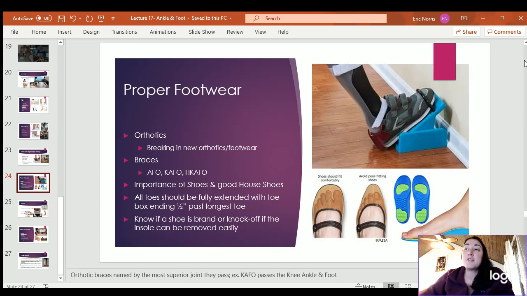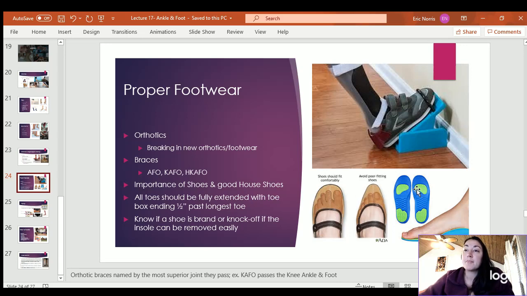Okay, so the other thing about shoes is you do want the toe box to have enough space that there's about a half inch past the longest toe, and that there's a little space surrounding all the toes. So I know the pointy toe shoes were real popular when I was in college, but if they are so narrow that they are pushing in on any of your toes, then that's not a good idea either.